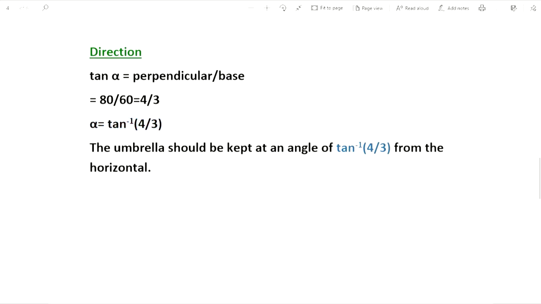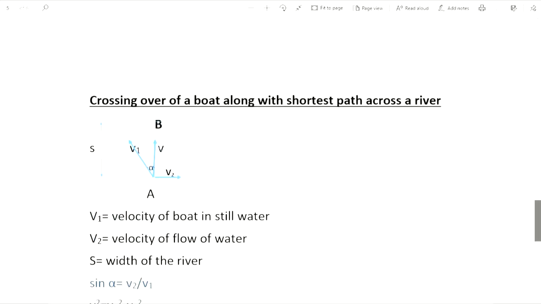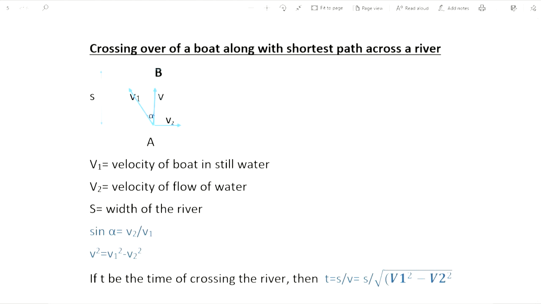Now I have included some more examples like crossing over of a boat for shortest time and shortest path also. So we'll discuss that also. Now the first example is for the shortest path. Here is the example. Now V1 is the velocity of the boat in still water. See, the direction of V1 is towards the northwest direction. The velocity of flow of water is V2, which is along the horizontal direction. It seems that it is towards east, but it is towards the flow of water, and S is the width of the river.